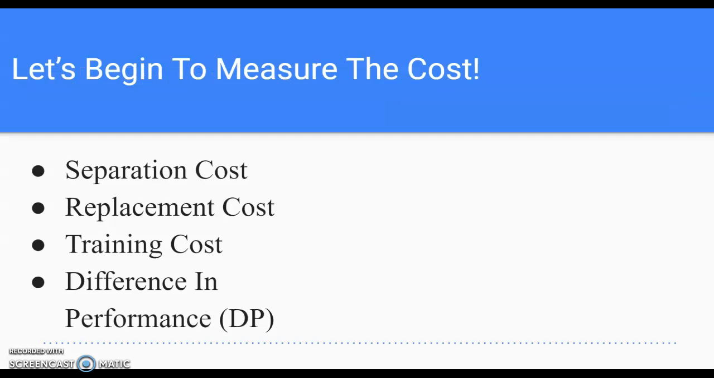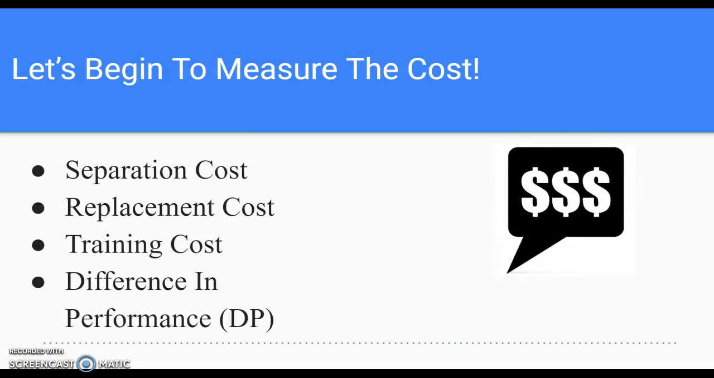Let's begin to measure the costs. There are four major components of developing turnover costs. It's separation costs, replacement costs, training costs, and the difference in performances. This will all guide our company in measuring and analyzing the cost of our employee turnover.